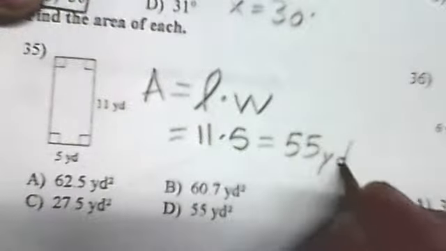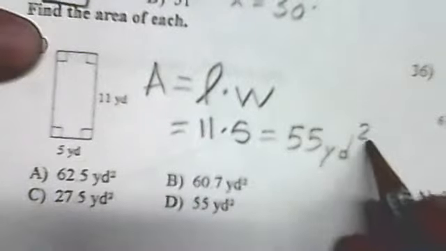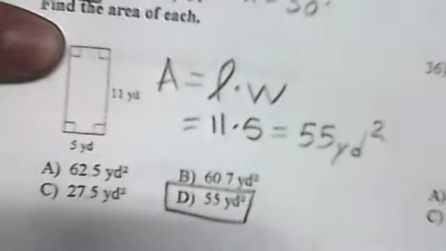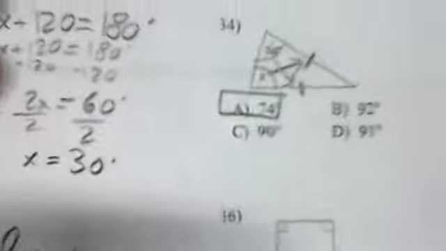And since we're measuring in yards, we're going to put them here. But area always is squared. It's a two-dimensional measurement, so we're always going to put a square measurement up here, okay? And 55 yards squared, that's right here, that's D. So you just work just like that, okay?